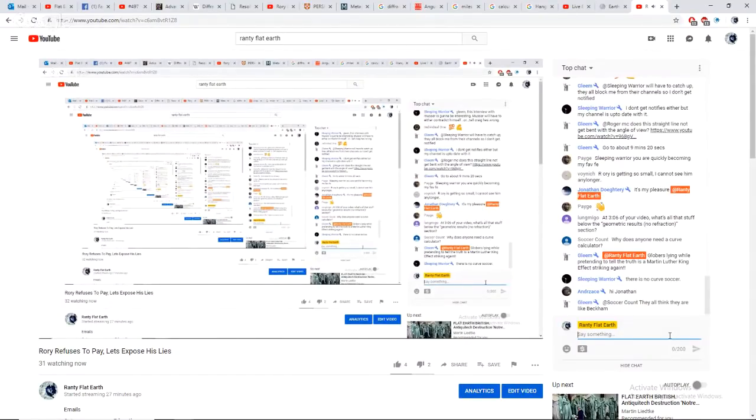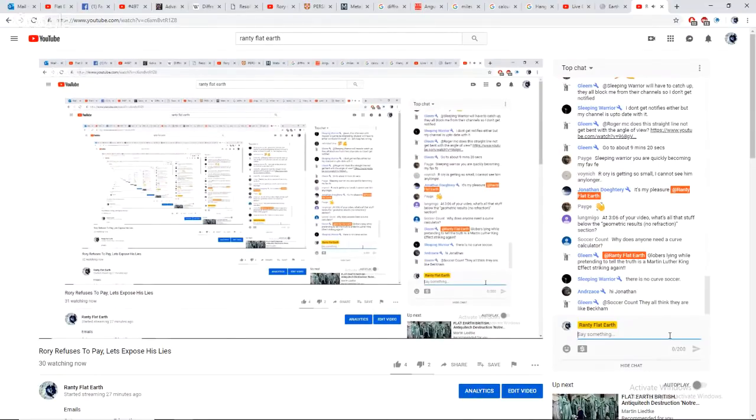Who else do we got in? Soccer Count. Why does anyone need a curve calculator? Well, flat earthers don't need a curve calculator. The globe earthers need a curve calculator.